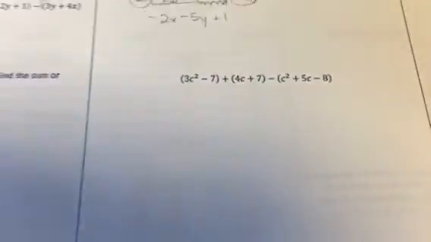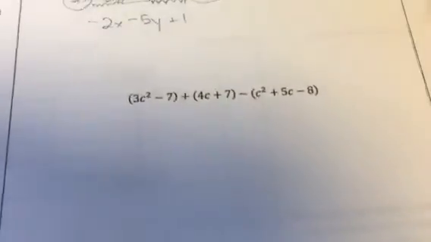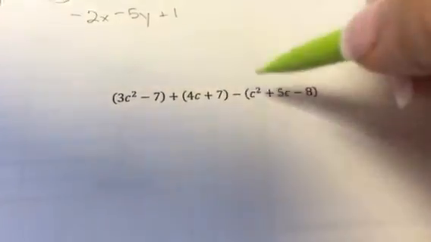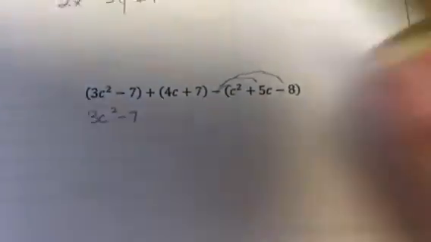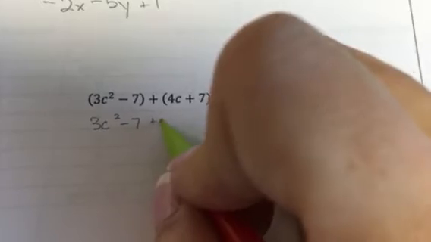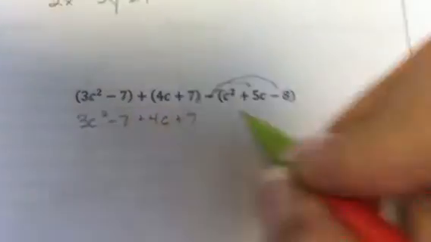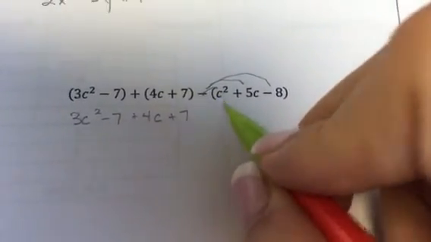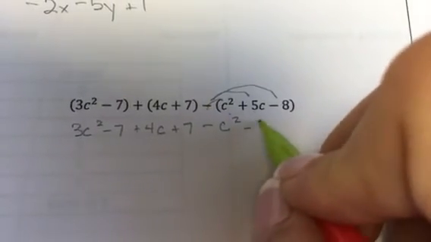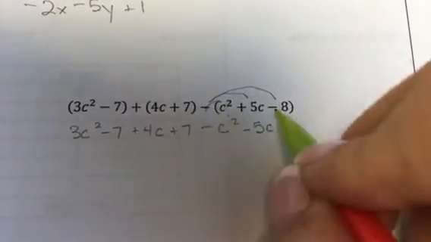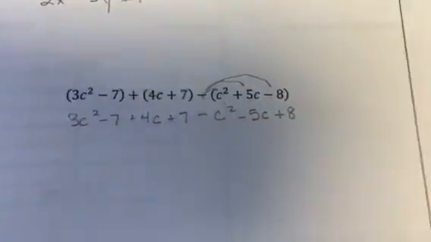Okay, this guy here is the monster. We want to find the sum or difference. First step, distribute this negative. Distribute, distribute, distribute. Okay, so we have 3c squared minus 7. That didn't change. It's a positive, so that didn't change. But this does. Negative 1 times c squared is minus c squared. Negative 1 times 5c is minus 5c. Negative times a negative is a plus 8.